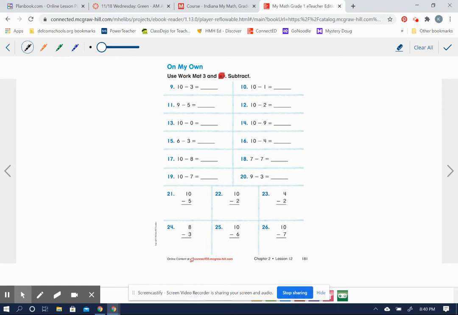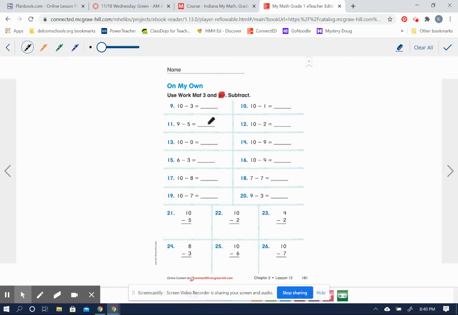And then down here at the bottom, it's more subtraction. They're just written vertically like this. And you know that this line right here means equals. So you write the answer down below that equal sign. Okay? All right. I have faith that you will do a great job.